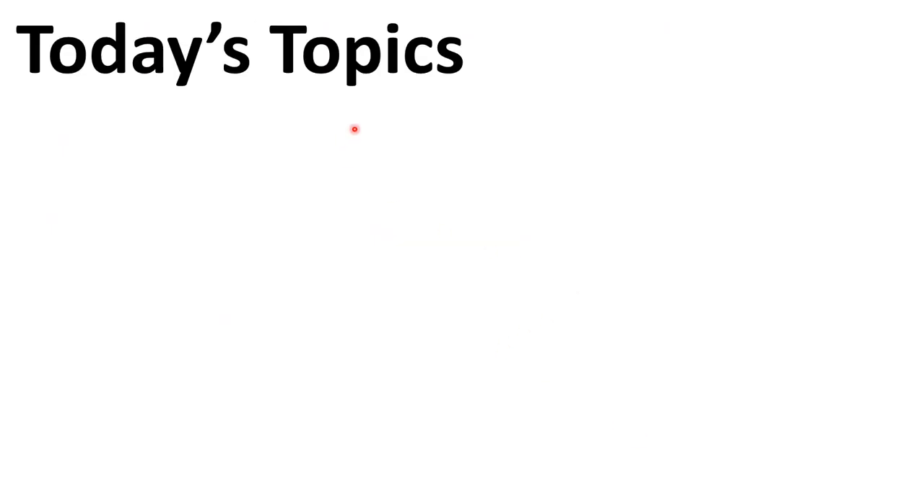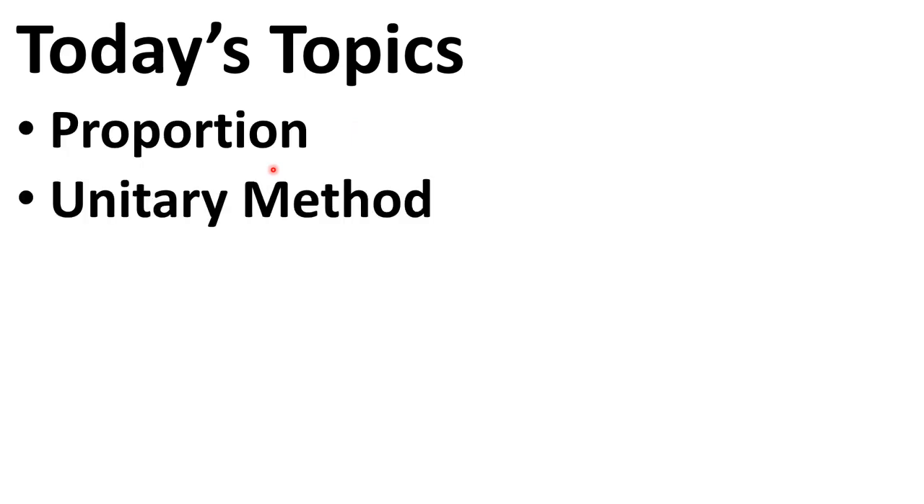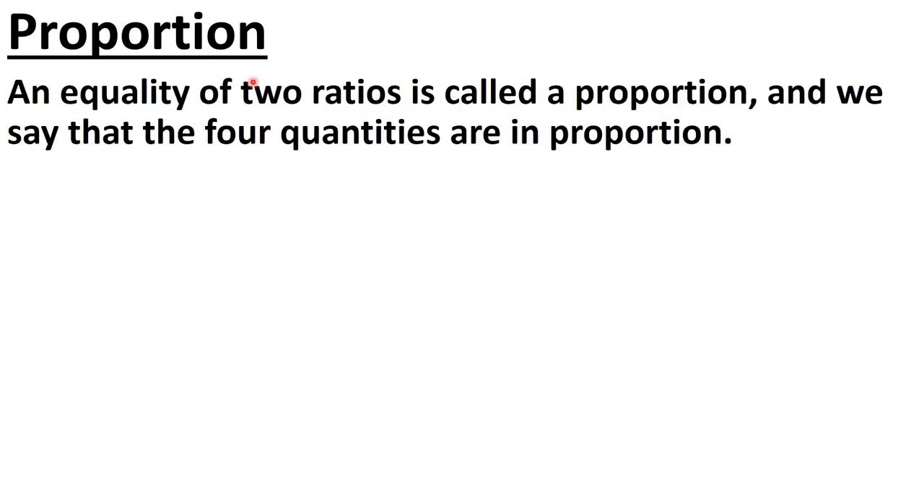Now today's topic: today we will do proportion and the unitary method. These two topics we will do today. Now the first topic is proportion. What is proportion? An equality of two ratios is called a proportion. When two ratios are equal, then they are said to be in proportion. We say that four quantities are in proportion.